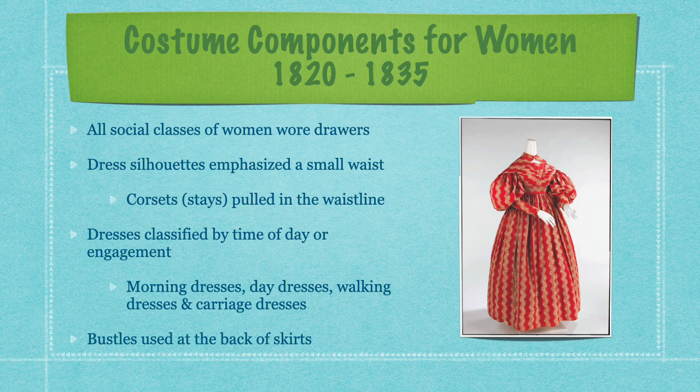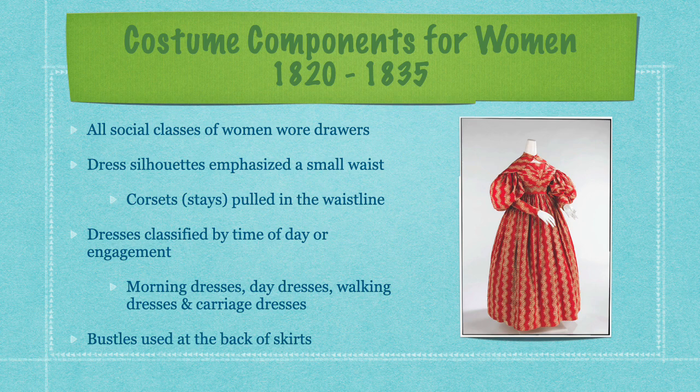Dresses were classified by the time of day or the engagement for which they were worn. Day dresses, walking dresses, and carriage dresses were often indistinguishable. Day dresses had low waistlines, wide sleeves, and full skirts. Necklines were generally V shaped. However, necklines did vary. Day dresses did not have trains. Morning dresses, which were the most formal style, were made of white cotton or fine linen and trimmed with lace or ruffles.